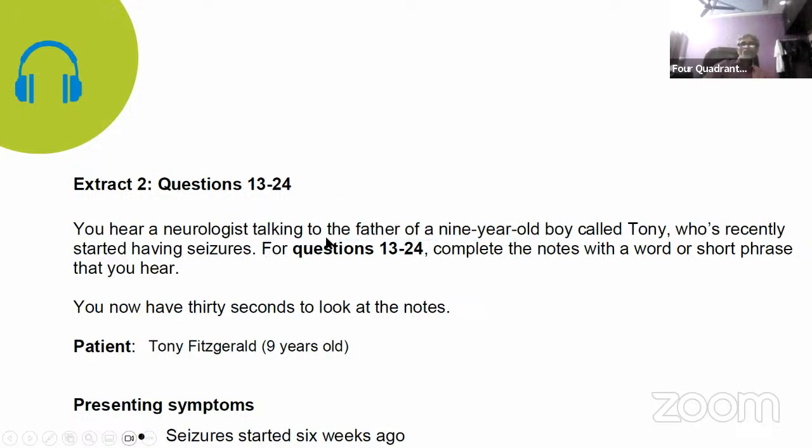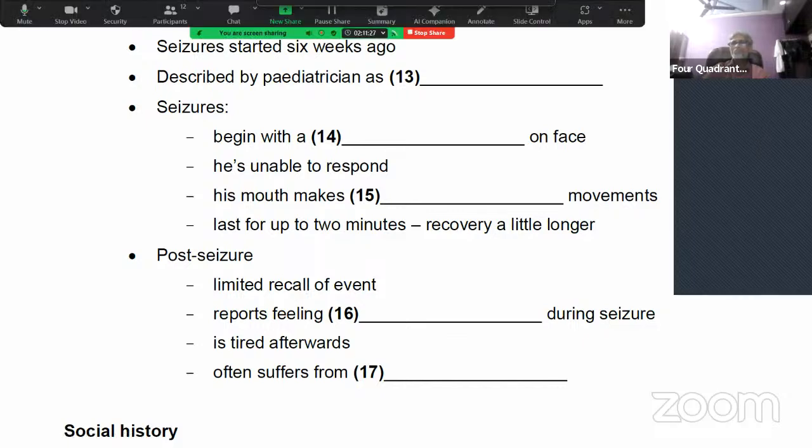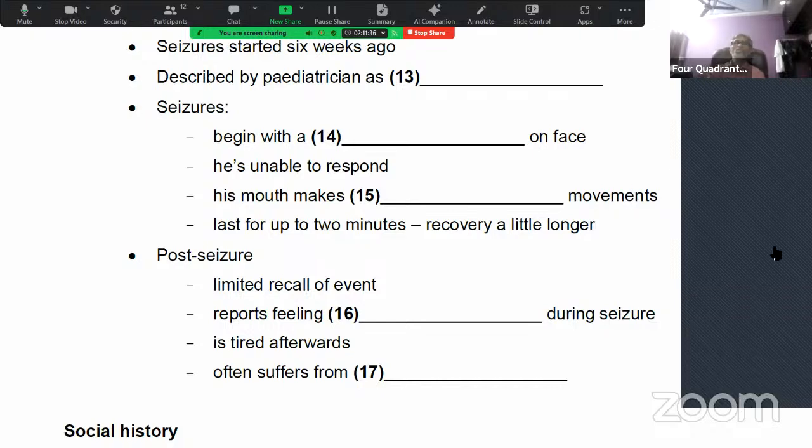Tony Fitzgerald is a boy talking to his father. The other one maybe a lady. Q13. Write down in Q13. What do you think? Come on, brainstorm. Described by pediatrician as dash. Seizures started 6 weeks ago. Described by pediatrician as. What type of seizures or some type or something?